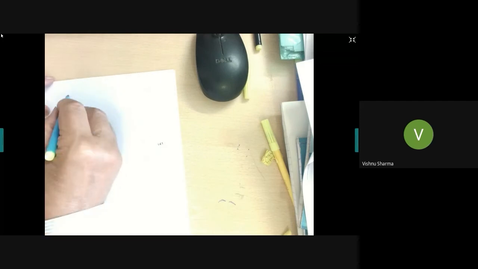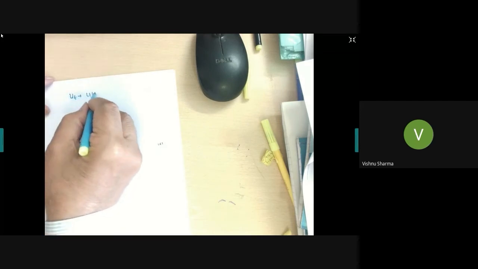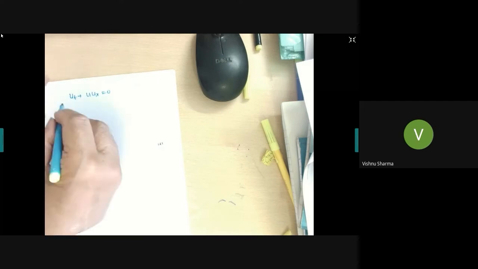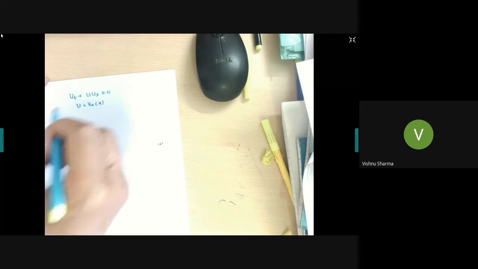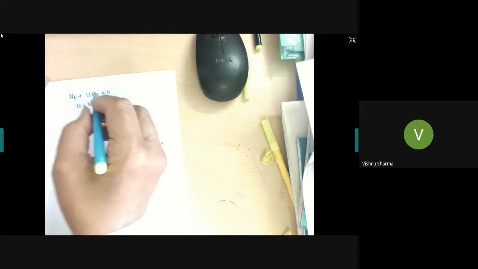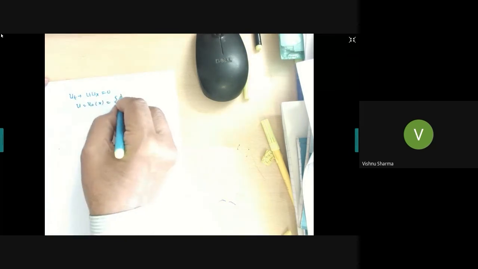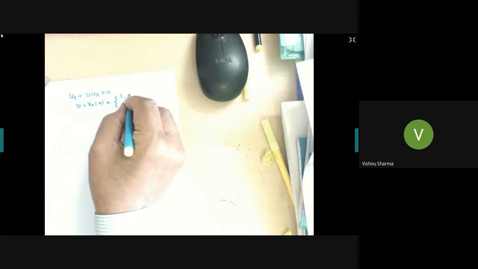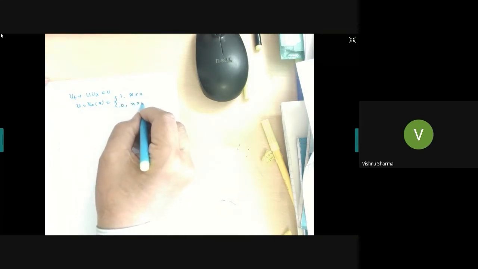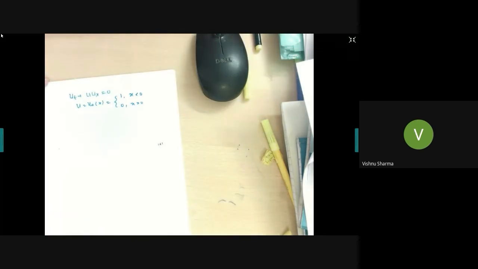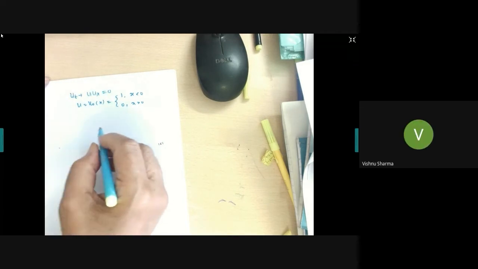I take this example, ut plus ux equal to 0, assuming u equal to u naught of x, which is 1 when x is less than 0, and 0 when x is greater than 0. This is one problem I discussed. So let us see what the solution should be according to Lax.